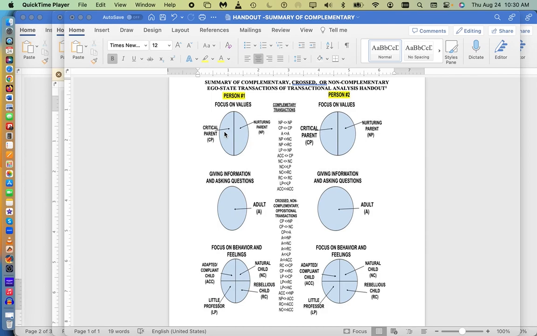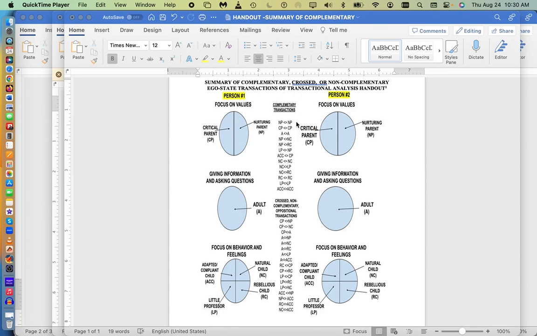Please note that all the possible complementary and non-complementary interactions are depicted here. It may be a little bit hard to see. So it says nurturing parent gets along with nurturing parent, critical parent gets along with critical parent. I won't go over all of these, but this describes all the possible transactions that two people can have.